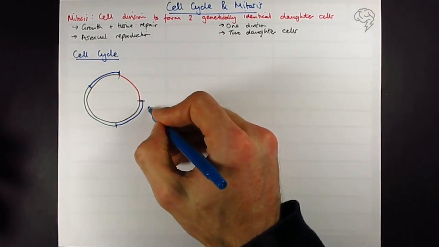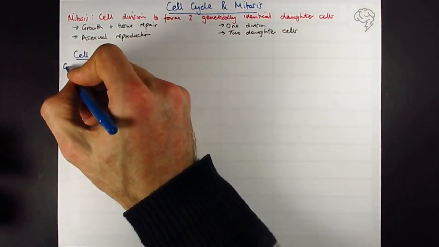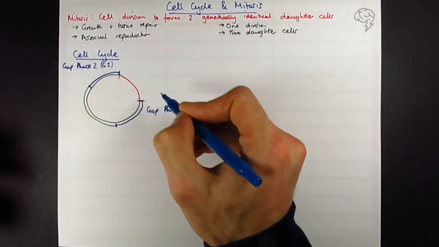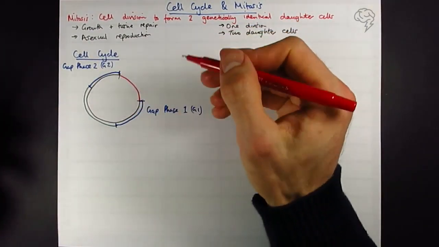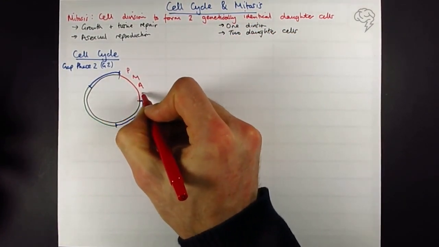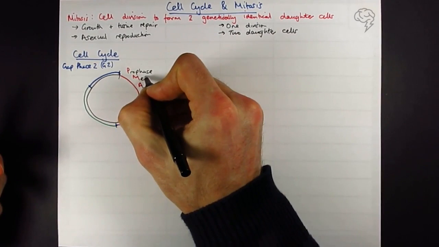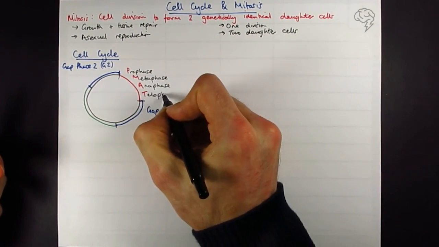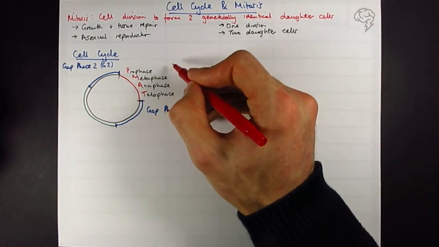So we've got gap phase 1. I've used the same color. You can probably guess that this one over here is gap phase 2, often called G1 and G2. So what's happening here? Well, in fact, I'm going to put on my 4 stages of mitosis first of all. We've got prophase, metaphase, anaphase, and telophase. These together form mitosis and cytokinesis, so the cell cytoplasm dividing as well.